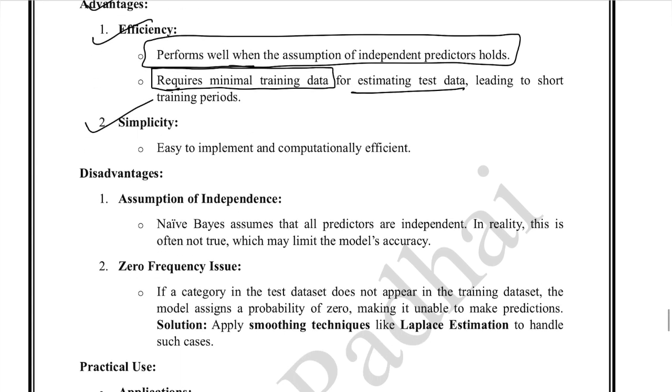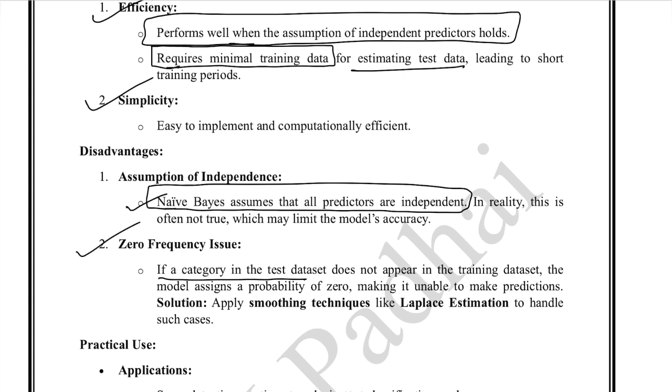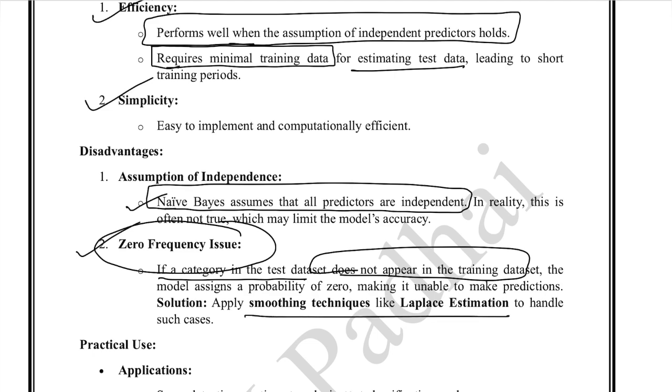Then what are the disadvantages? Naive Bayes assumes that all predictors are independent, but sometimes this is not true. Also, there is the zero frequency issue. If a category in the test dataset does not appear in the training dataset, then you get a zero frequency issue, which can be solved using smoothing techniques like Laplace estimation.